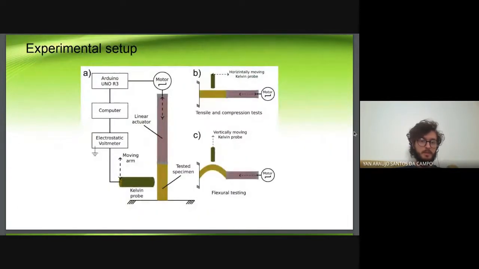About the experimental setup, a linear ball screw actuator connected to a DC stepping motor and controlled by a microcontroller board was used to perform tensile, compressive, and flexural tests. The electrostatic potential measurements during mechanical tests were made with a non-contact Kelvin probe attached to a mechanical arm capable of moving horizontally, kept 2 millimeters above the testing material.